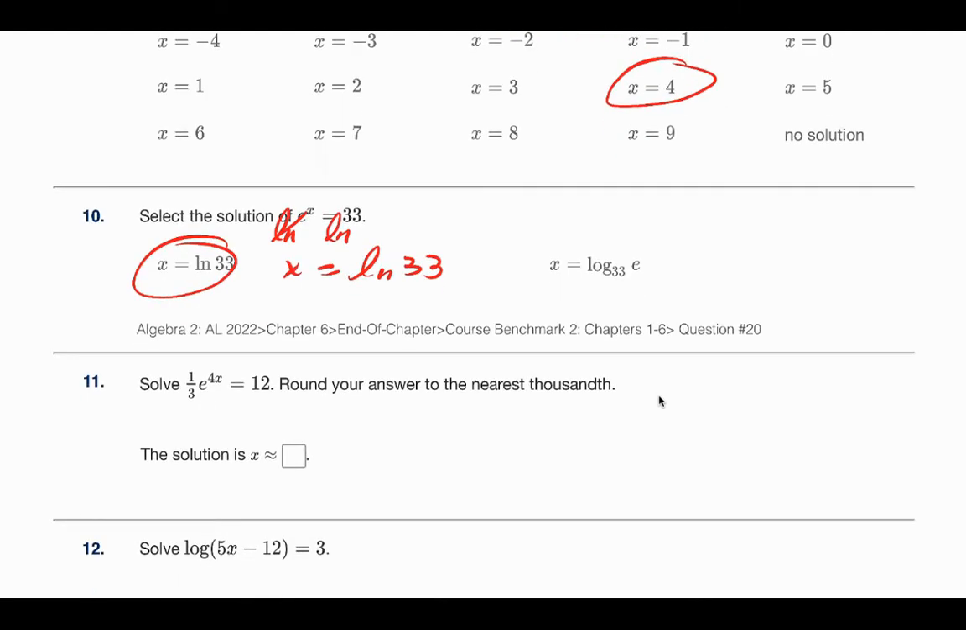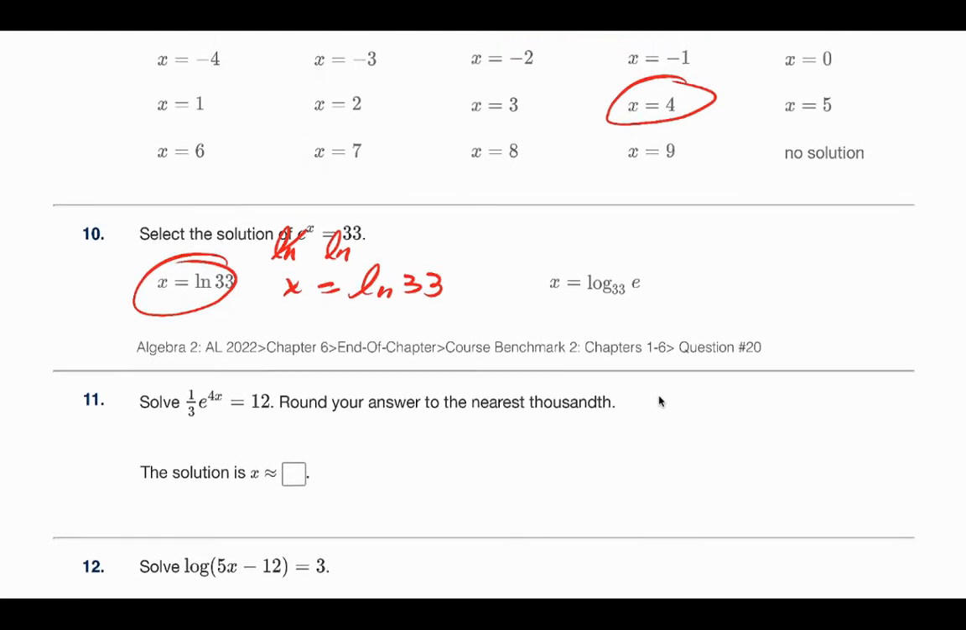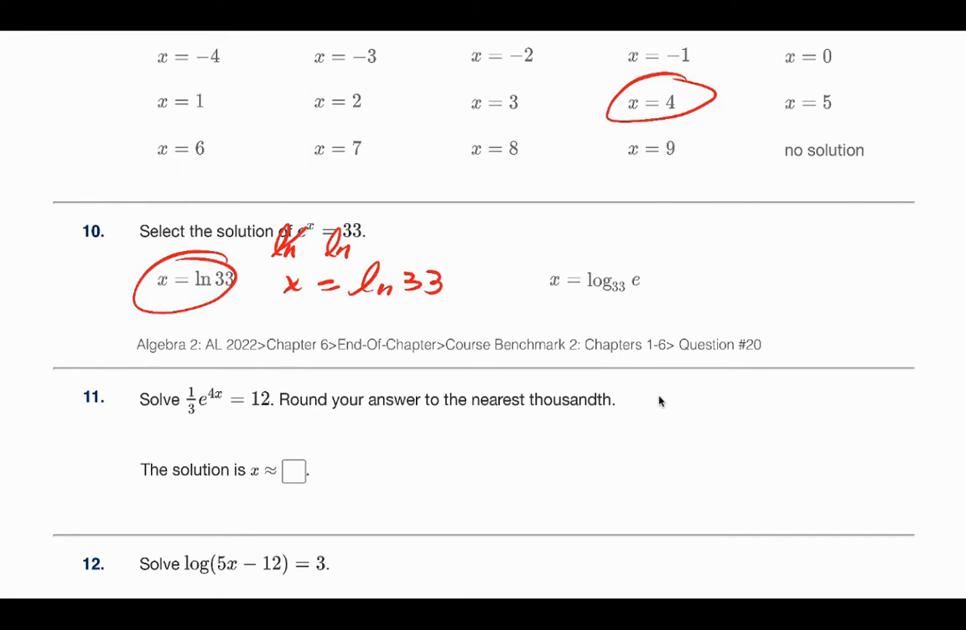Okay, number 11 says solve 1/3 e raised to the 4x power is equal to 12 and round your answer to the nearest thousandth. So again, that would be 3 decimal places on that one there. Okay, so remember, the first thing you're going to do is multiply both sides by 3 because you want to get e raised to the 4x by itself. So you do that, you're going to get 36.